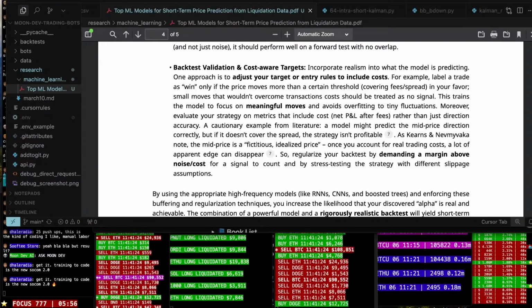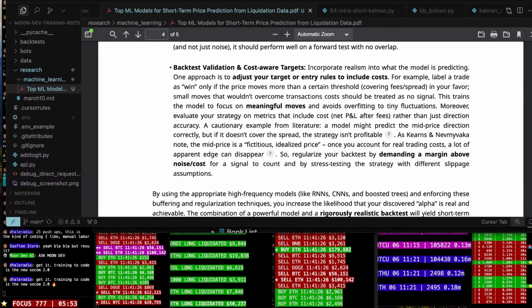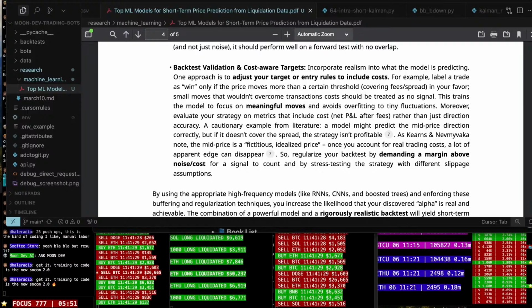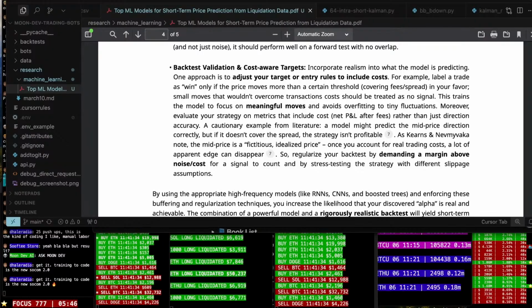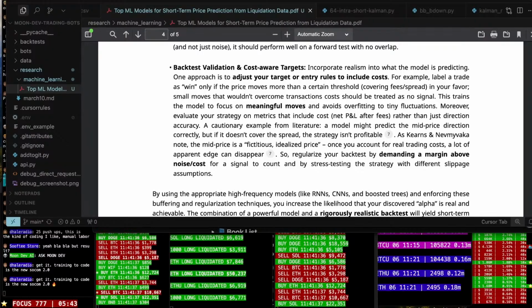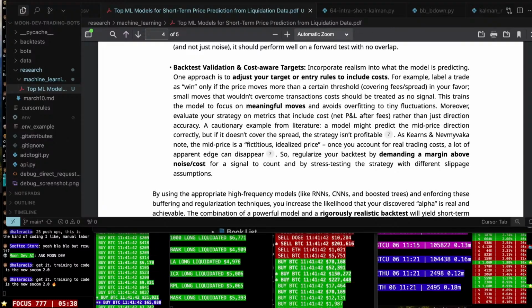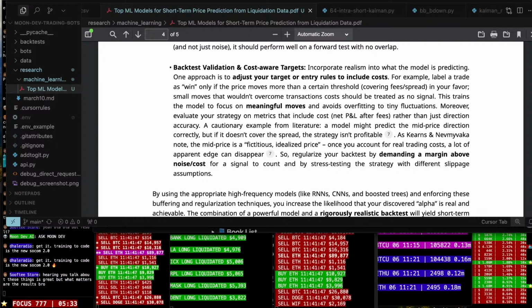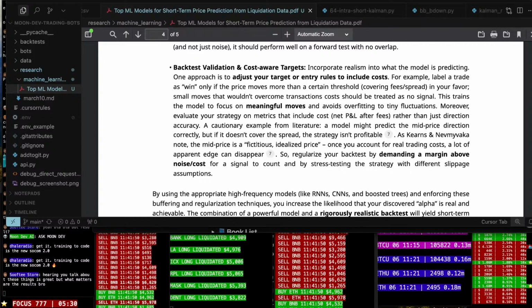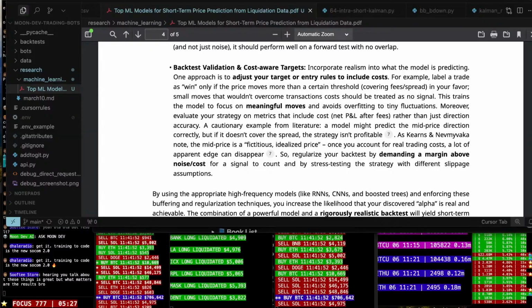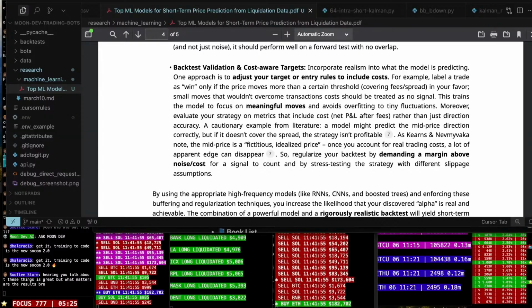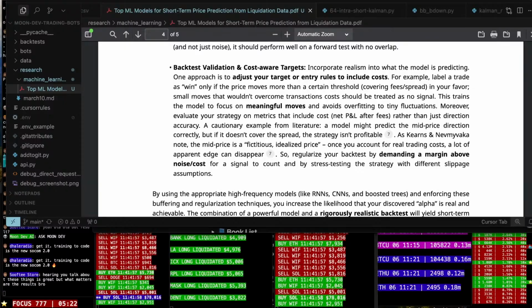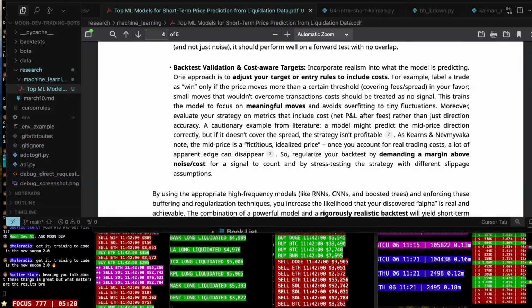Backtest validation and cost-aware targets. Okay. Incorporate realism into what the model is predicting. One approach is to adjust your target or entry rules to include costs. For example, label a trade as a win only if the price moves more than a certain threshold, covering fees and spread in your favor. Small moves that wouldn't overcome transaction costs should be treated as no signal. This trains the model to focus on meaningful moves and avoids overfitting to tiny fluctuations.